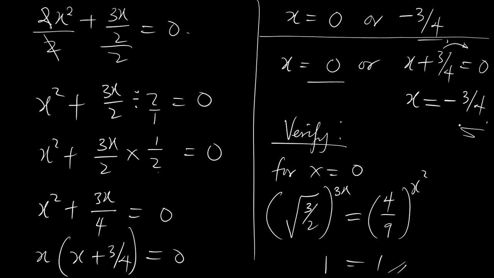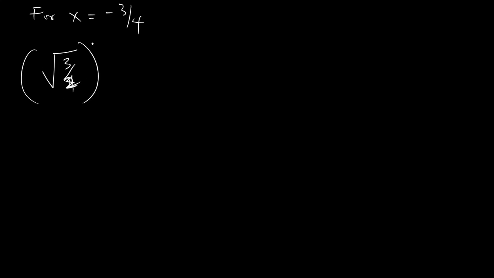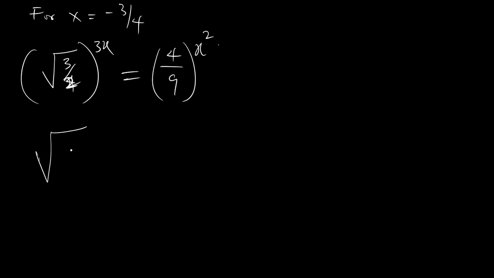So now, if we substitute minus 3 all over 4 into this equation, for x equal to minus 3 all over 4, we now have the square root of 3 all over 2 all raised to power 3x equal to 4 all over 9 raised to power x squared. So now let's first look at this: 3 all over 2 all raised to power 3x. The x is minus 3 all over 4.